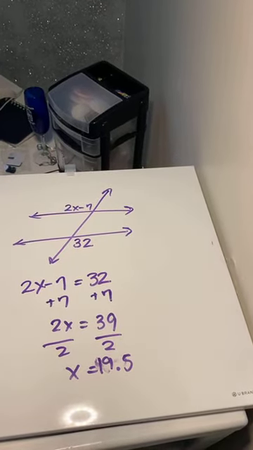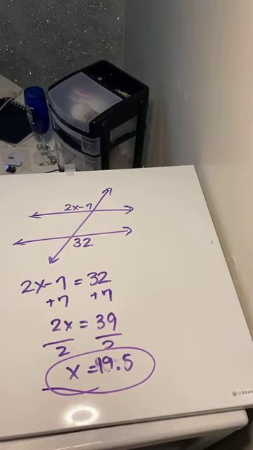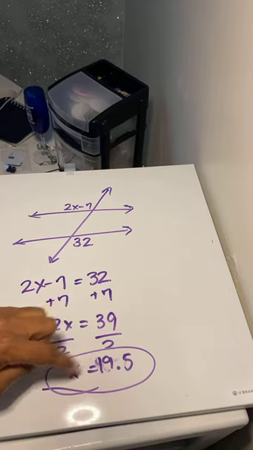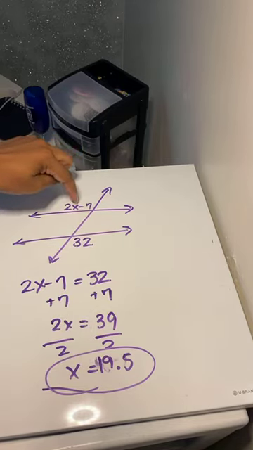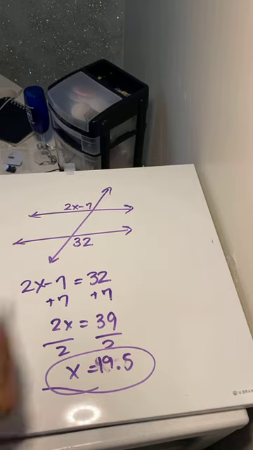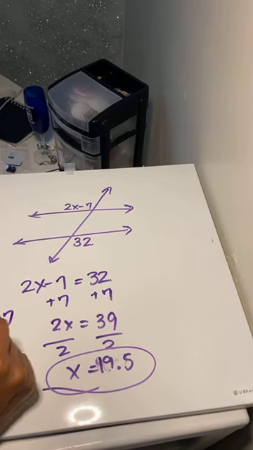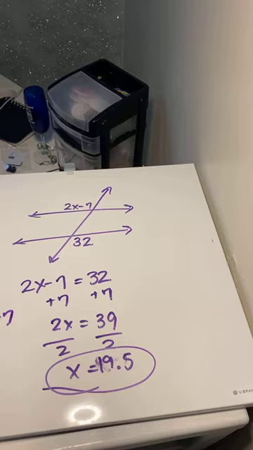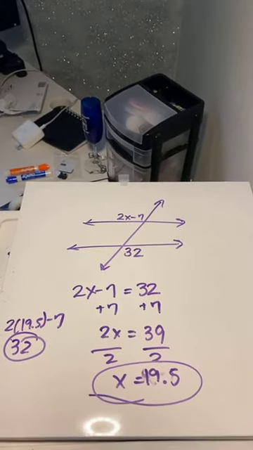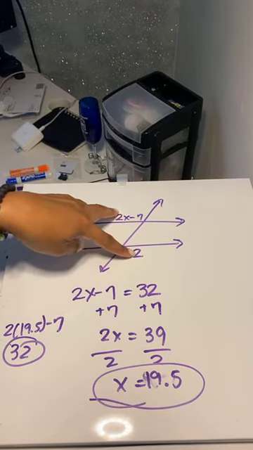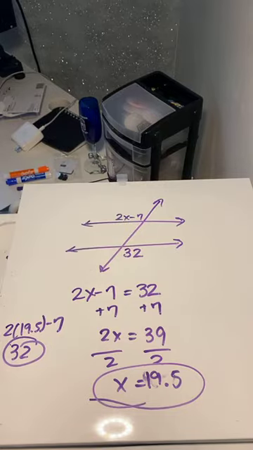Yep, and that's it. We're done with that problem. So if I wanted to find a full angle, I would take this 19.5 and substitute it back into this right here. So I would do 2 times 19.5 minus 7. I would solve, and I should end up with 32 when y'all work that out. Okay? Thumbs up me when we got it. The alternate exterior, alternate interior, and the corresponding are the exact same.